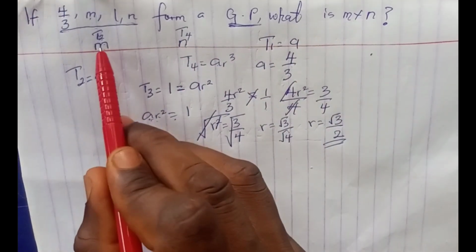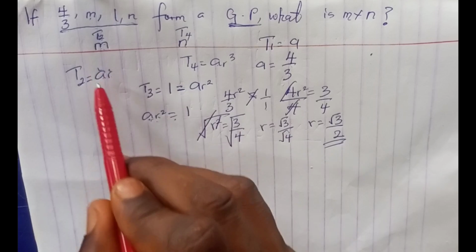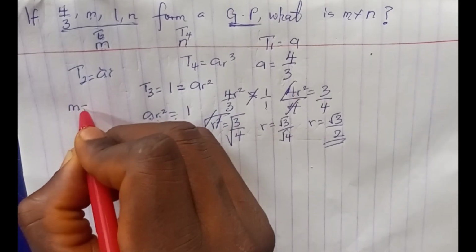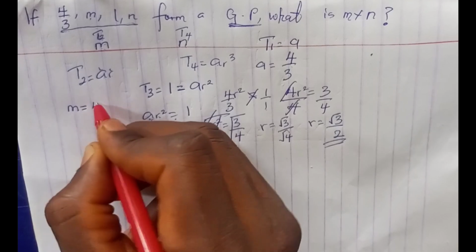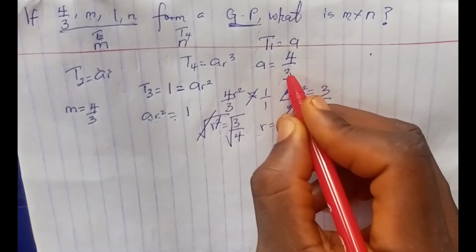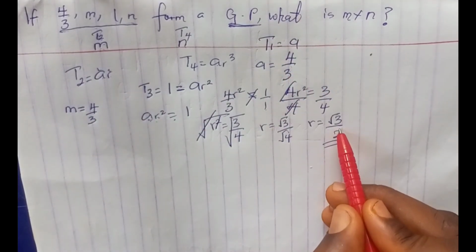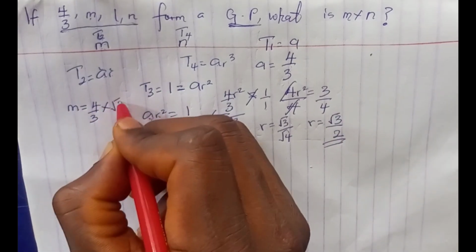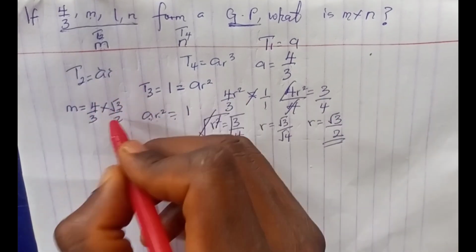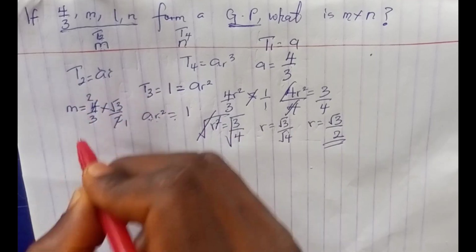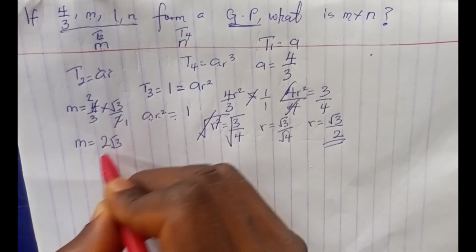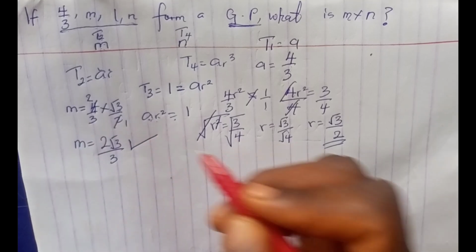Now recall that m is the second term, the T2, and is given by the formula AR. So I have that m, the second term AR, where A is 4 over 3, don't forget this, times r. R is root 3 over 2. That's AR. 2 here 1, 2 here 2. So the value of M is 2 root 3 over 3. I've gotten the value of M, right?